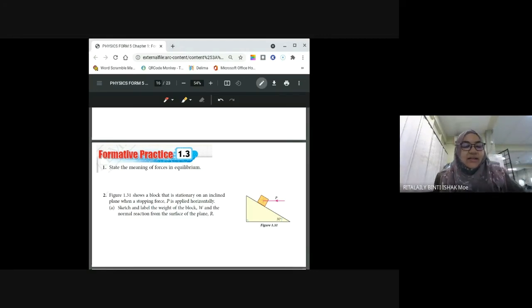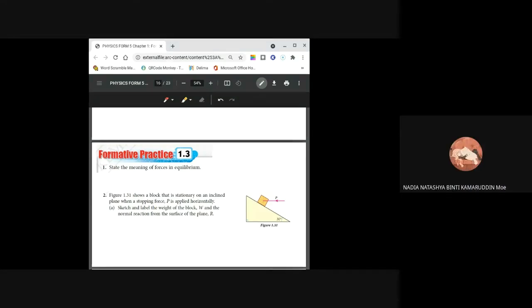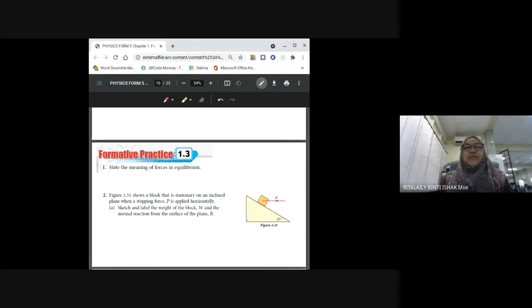Nadia, Natasha. You can either switch on your speaker or you can answer in the chat area. An object is said to be in equilibrium of forces when the forces acting on it produce a zero resultant force. Yes, okay. So the forces exerted on an object produce zero resultant force.